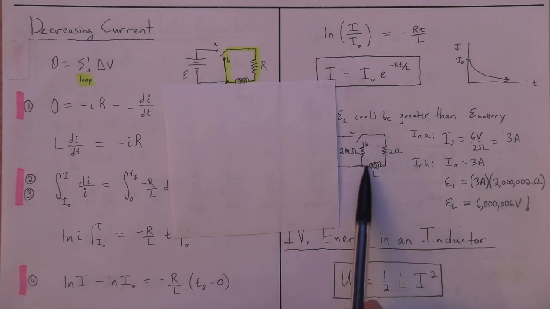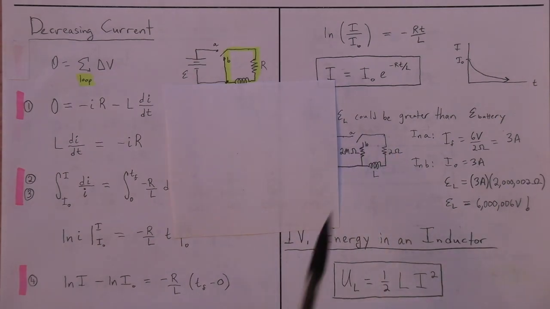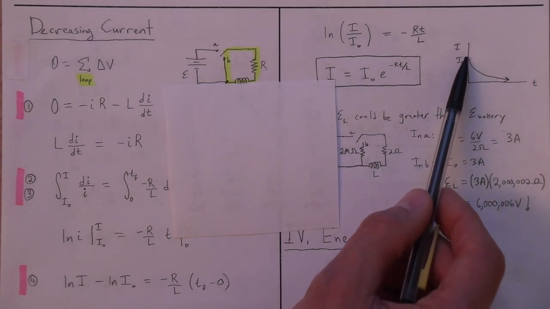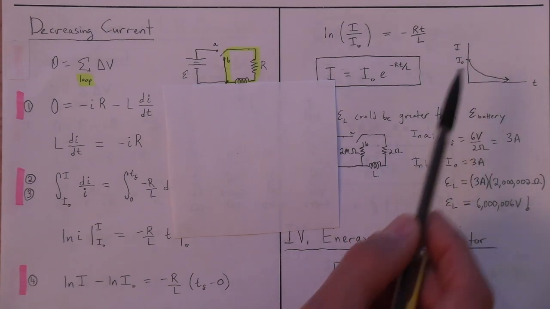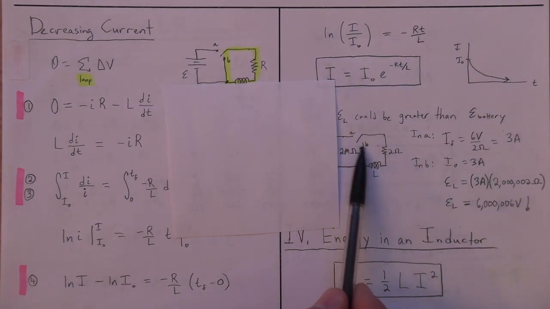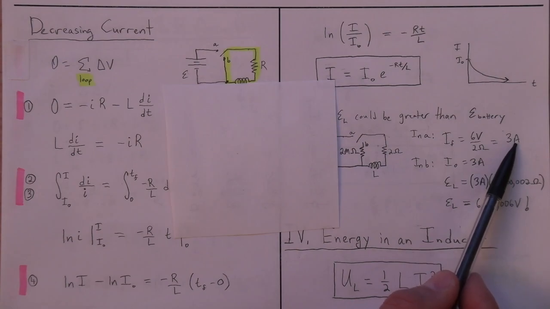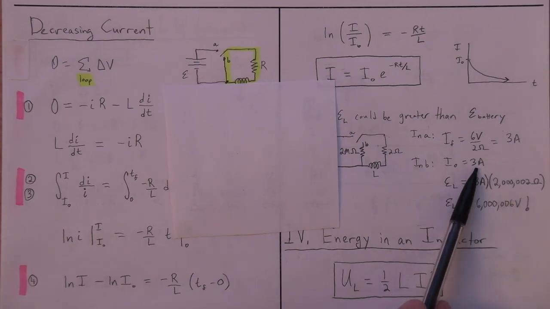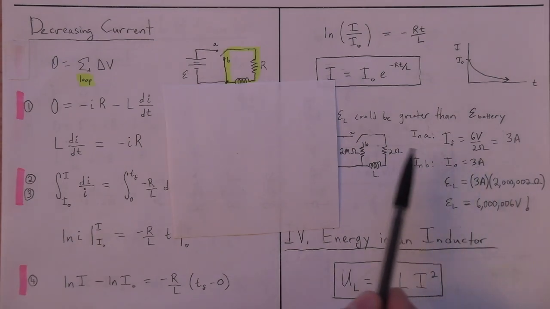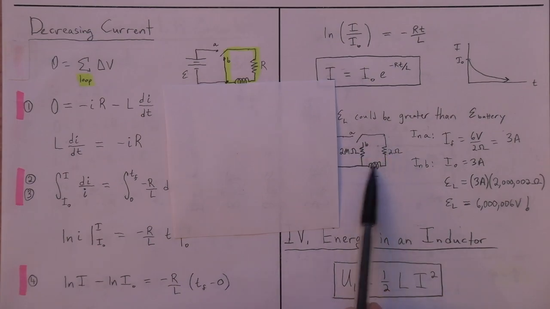So the inductor, remember, does not let the current drop to 0 instantaneously. It makes it keep going for a while. So that means when I flip the switch to position B, this current cannot drop instantaneously. So even though the battery's gone, there's still going to be 3 amps forced through that.